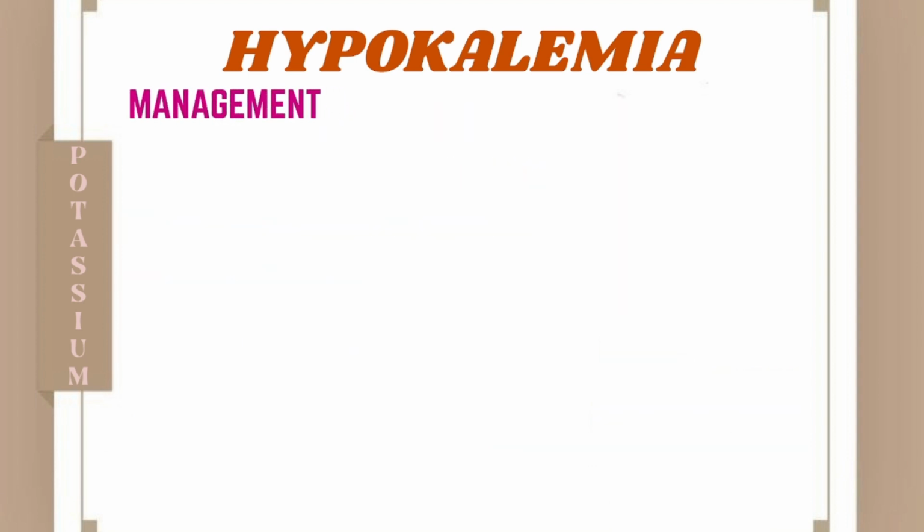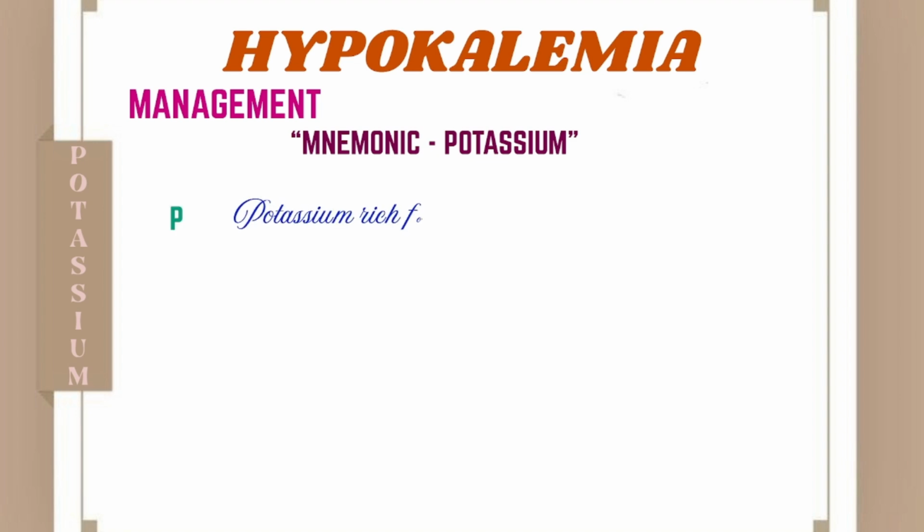Let's discuss the management. How we will manage the condition of hypokalemia. In hypokalemia, there is less potassium. So to manage this condition, we have to give potassium to the person. So the mnemonic is POTASSIUM for management. P stands for potassium rich foods. We have to give potassium rich foods to the patient with hypokalemia. And a potassium rich diet includes bananas, oranges, spinach, potatoes, tomatoes, and coconut water.